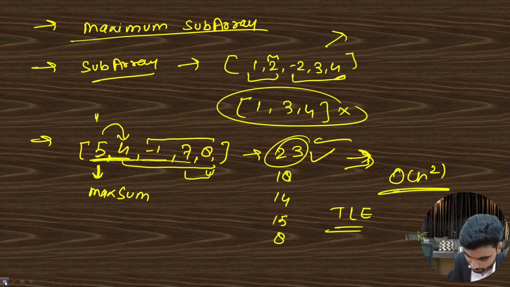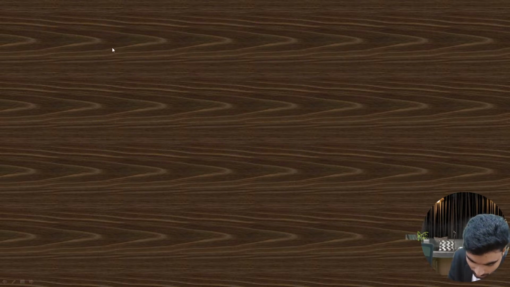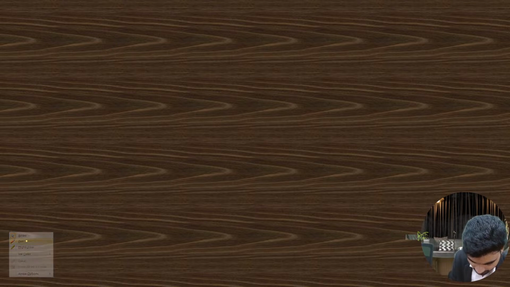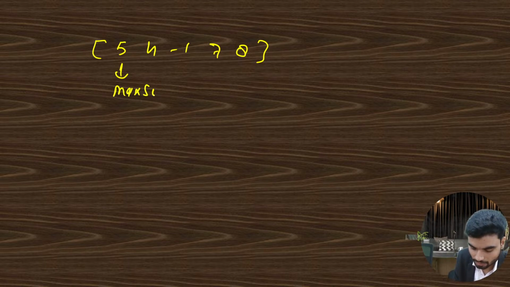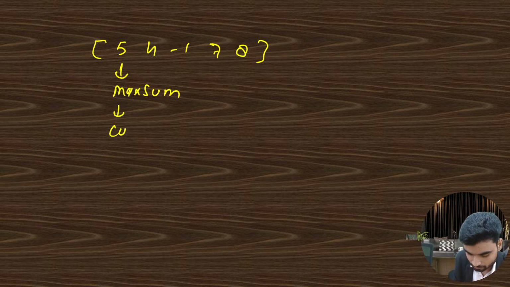Okay, so what can be another solution? I'll take the input values again. Here 5 4 minus 1 7 and 8. I'll take this input. What I can assume is that the first element of the array is the maximum sum. Maximum sum, I'm assuming, and it's also the current sum.